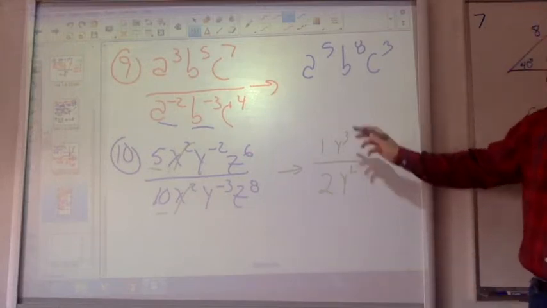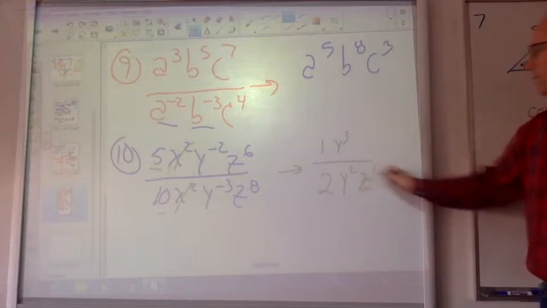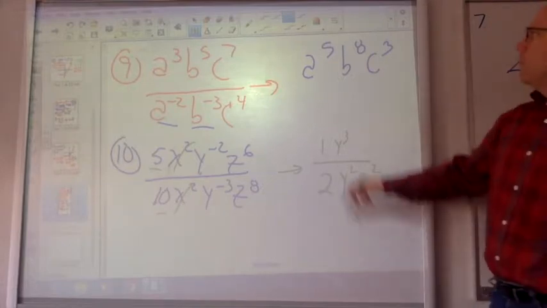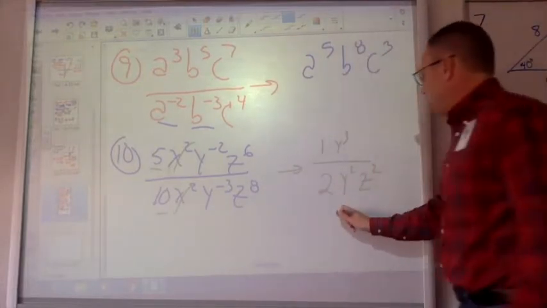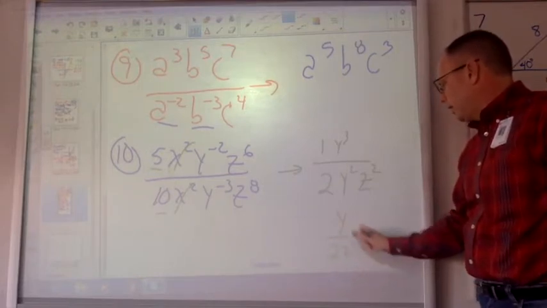Tug of war with the z's. Who wins? Top or bottom? Bottom by how many? 2. Okay. Tug of war with the y's. Who wins? Top or bottom? Top by how many? 1. Okay. So I'm going to get y over 2z squared.